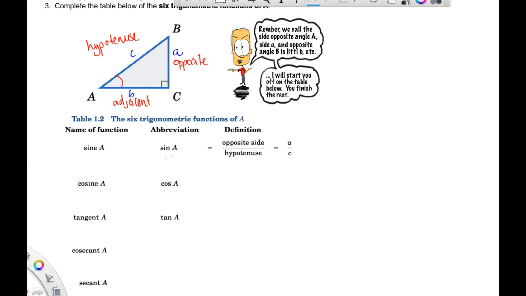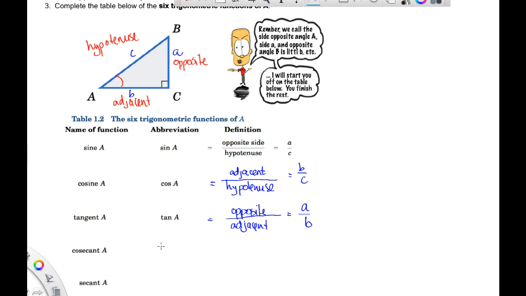And the first one is the sine, which is abbreviated sin. And the sine is opposite, which is A over hypotenuse, so A over C. The cosine is the adjacent side over the hypotenuse. So in our triangle, adjacent is B over C. Tangent is opposite over adjacent. So opposite is A and the adjacent is B.